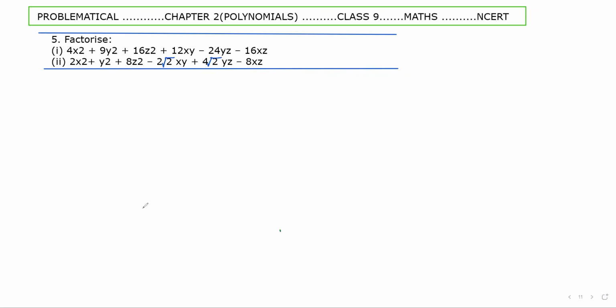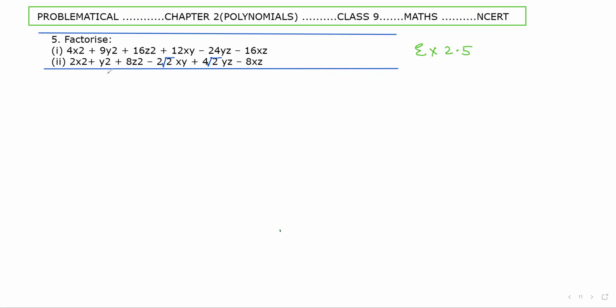We were discussing chapter 2 Polynomials, class 9th Maths NCERT, exercise 2.5. Now you were done with the first 4 questions of this exercise. We will continue with question 5. Question 5 says you have to factorize the two given polynomials.